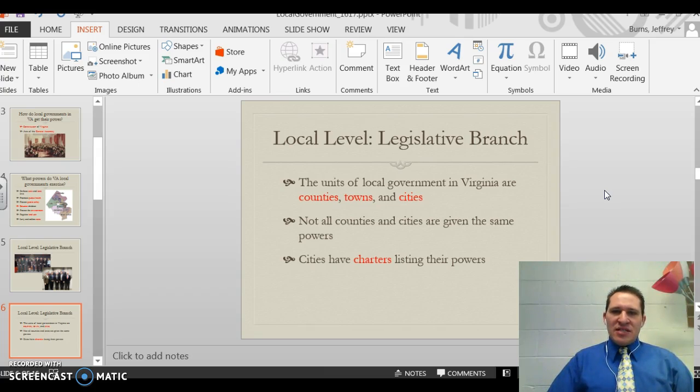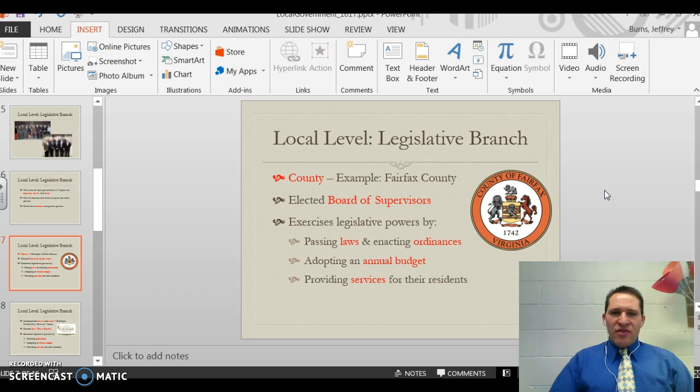Not all counties and cities are given the same power. That depends on local charters, and a charter is a document that lists their powers. Okay? All right. So let's keep going here. Local level legislative branch. We have Fairfax County, which was established in 1742 according to our crest. We do have an elected board of supervisors elected by the voters, and some of their powers include looking at local laws, local ordinances. Ordinances are very specific to that county. They would adopt an annual budget.